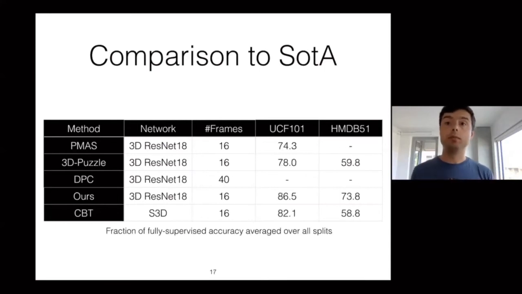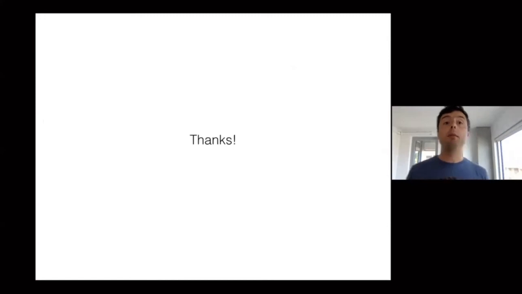A very recent CBT approach reports even higher accuracy, but uses a much deeper and more sophisticated S3D architecture. To compare to it more fairly, we report results as a fraction of the fully supervised performance of the same architecture achieved by each objective, whenever this information is available. As can be seen from these results, when normalized for architecture differences, our objective outperforms all the prior work, including CBT, by a large margin. Thanks for listening, and please check our paper for more ablation analysis of the approach.